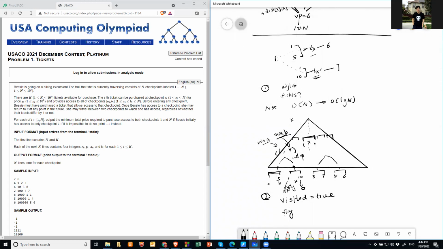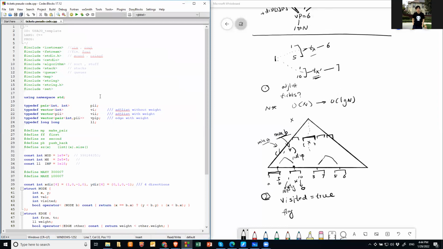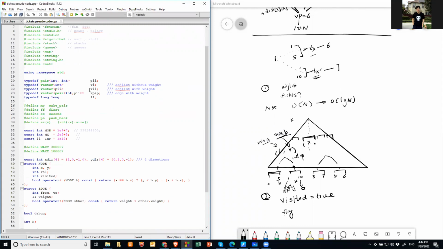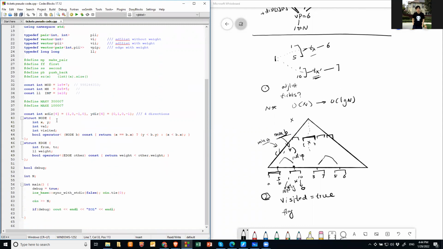Let's try to implement this. We're going to implement it as pseudocode. I'm not going to write all the exact C++ code. Instead, we're going to use pseudocode and just explain how it works. And you guys, as homework, need to go back and write the code. So we need the tickets.